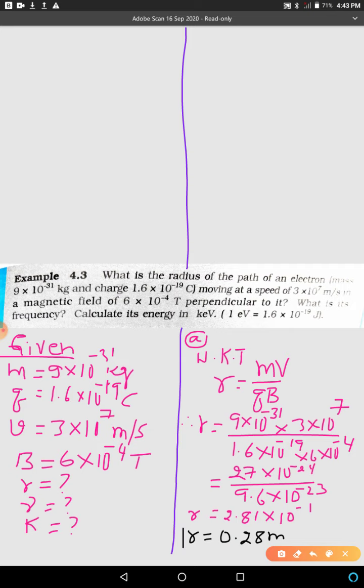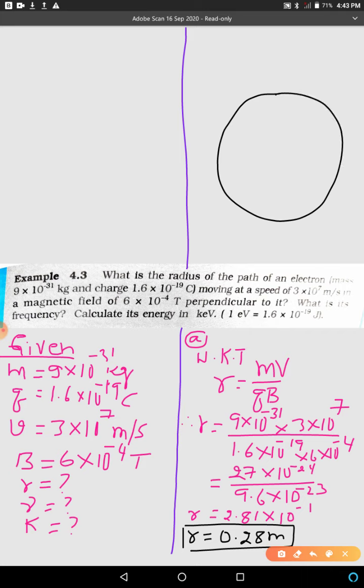So in SI unit there is no need of changing to centimeter. So the radius will be 0.28 meter. That means the charged particle will move in a circular path of radius 28 centimeter. It keeps moving in a 28 centimeter radius. So that is the first part. Then what is the second part? Part B is asking for frequency.